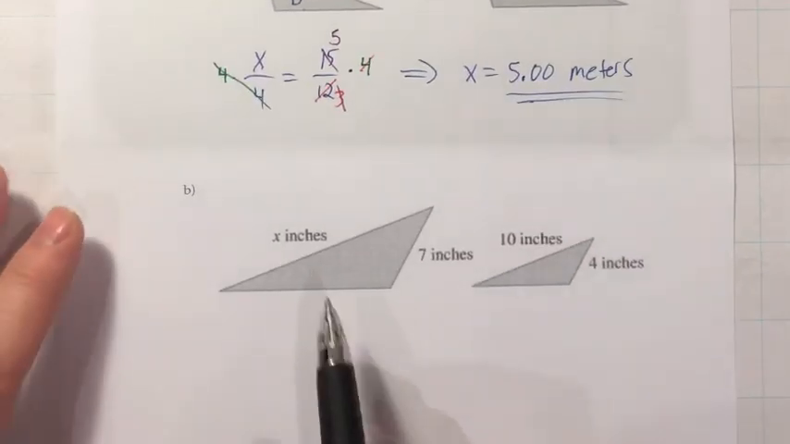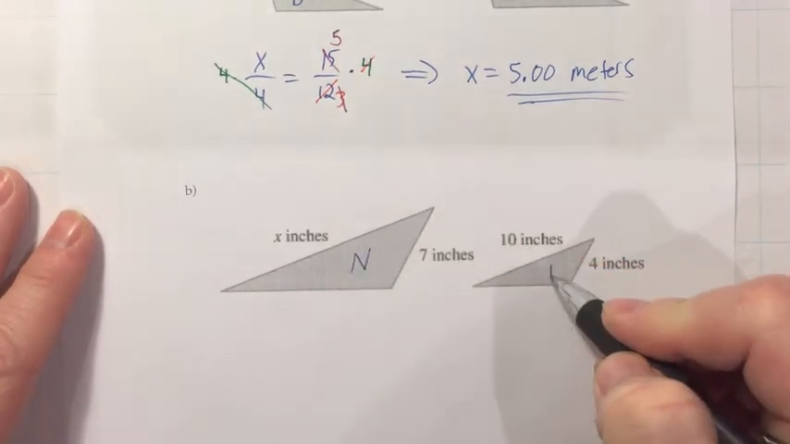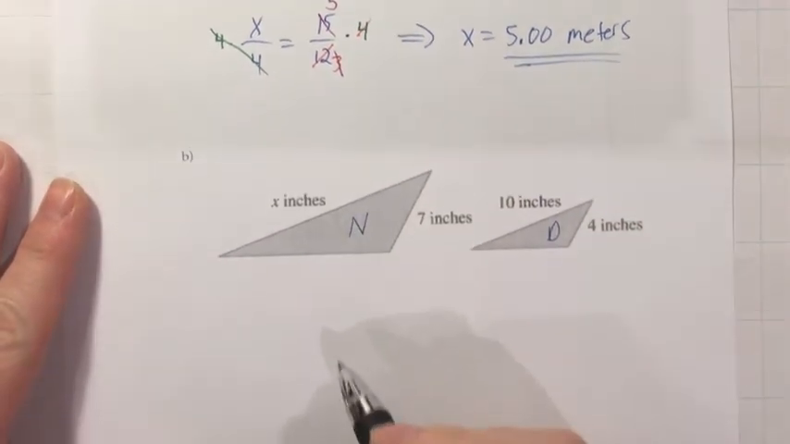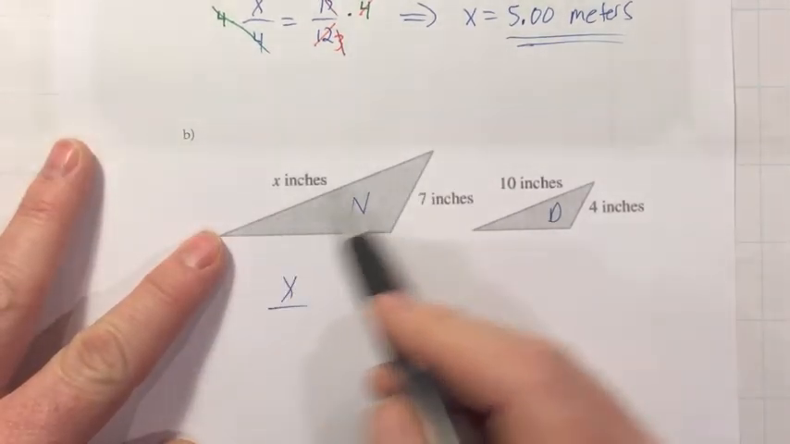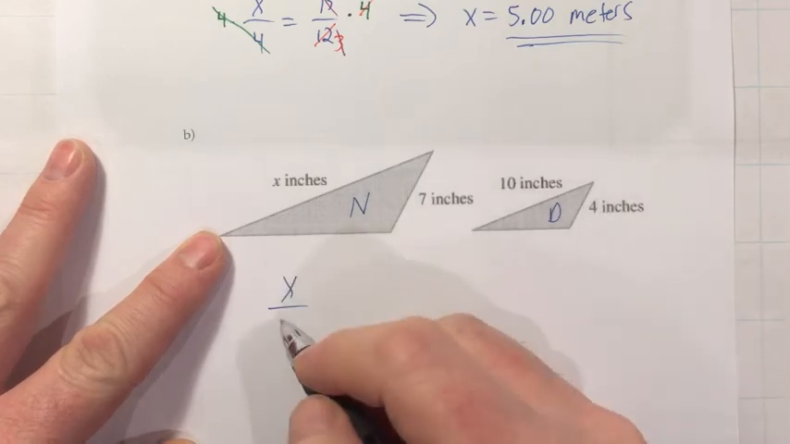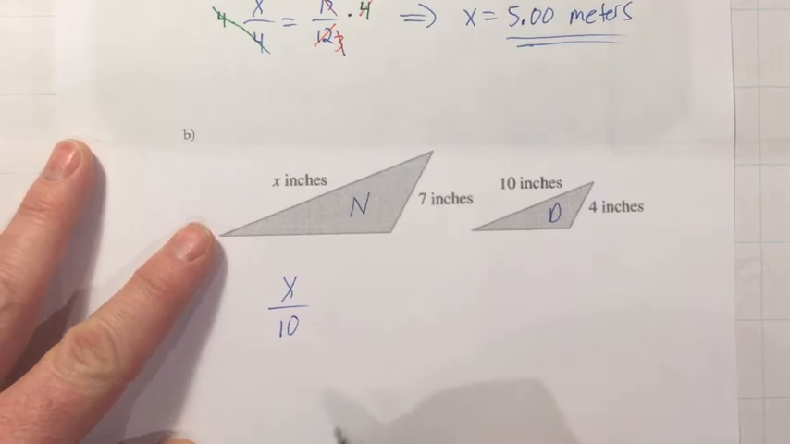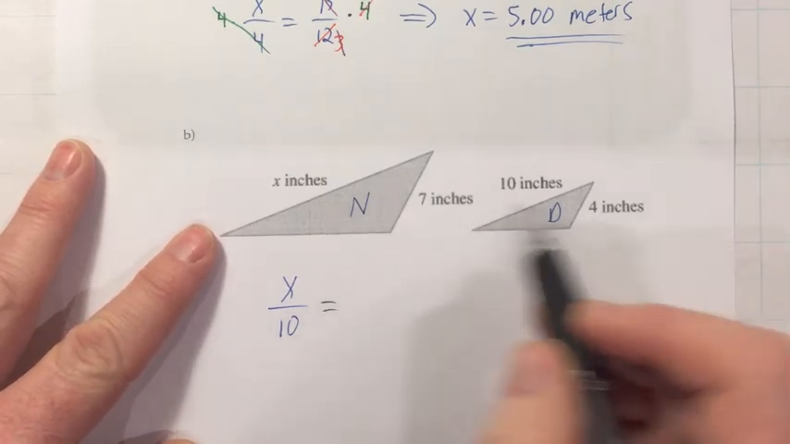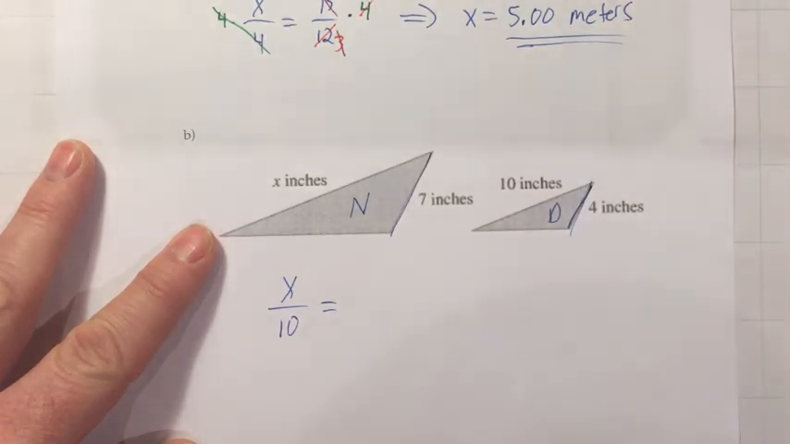So this time the x is on this triangle over here, so this will be our numerator and this one will be our denominator. So we're going to take that x over, and that's this longest side right here on the triangle. So here's the longest side on this one. So x over 10, seems like we're doing corresponding. And then we have the 7 and the 4 are also corresponding. This side seems to match up with that side.